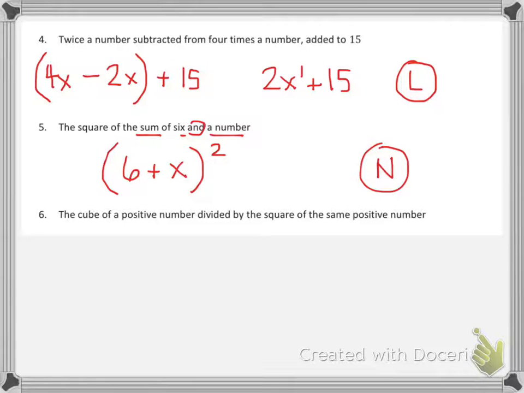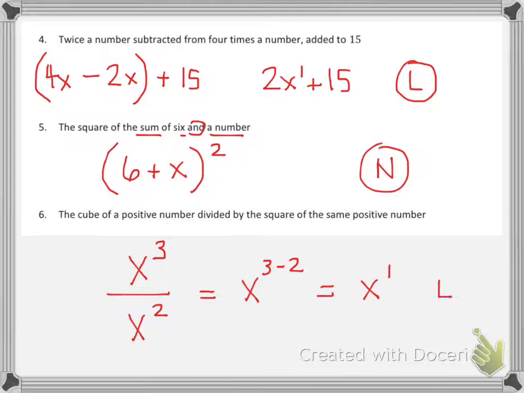Number 6, the cube of a positive number, x to the third, divided by the square of the same positive number, x squared. Now, because these are exponents that are being divided, I can say that x to the third minus 2 is equal to x to the first power, and since it's either x to the 0 or x to the first, I know this is a linear expression.